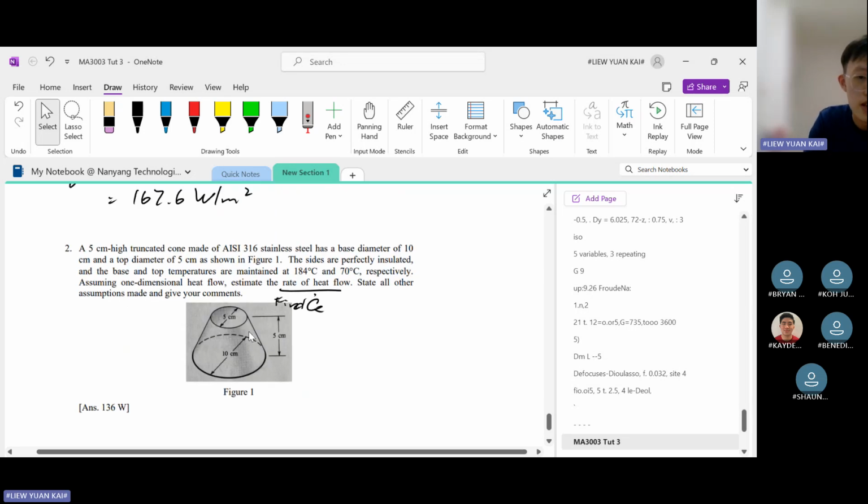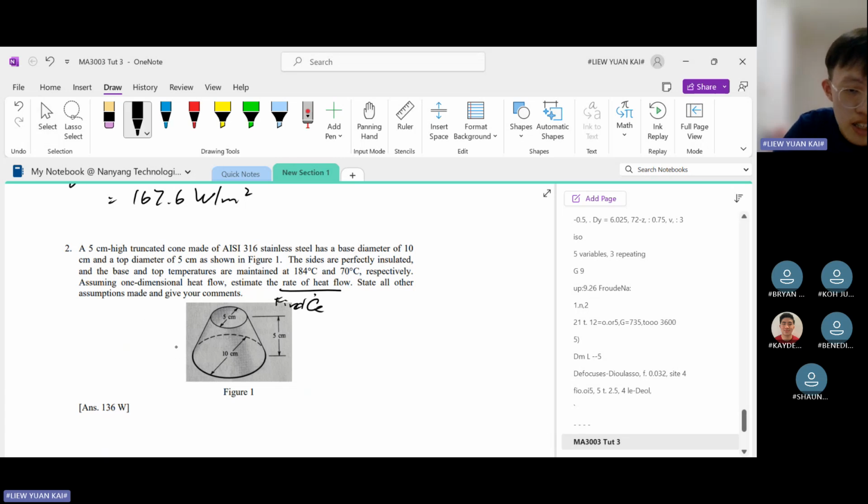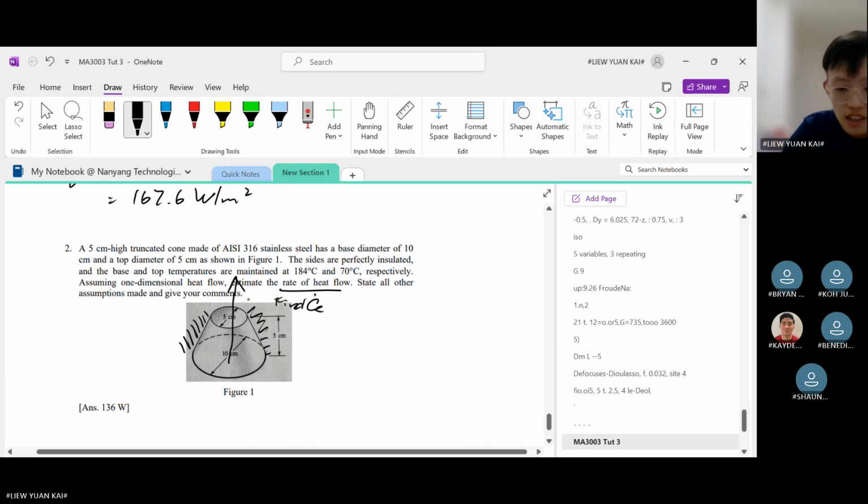They give us a truncated cone made of steel. The top diameter is 5 cm, perfectly insulated on all sides. Perfectly insulated on all sides means this side there's no heat flow, this side there's no heat flow. So heat can only flow like this, and not through the sides.